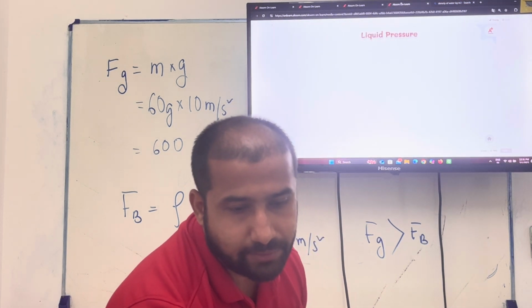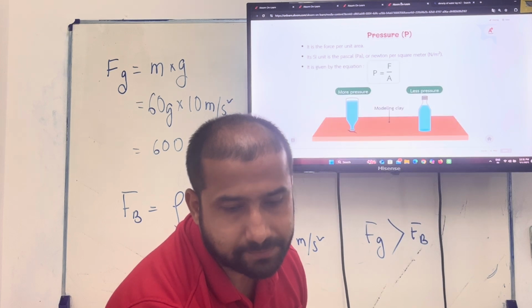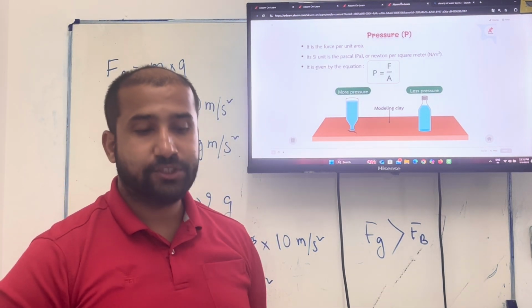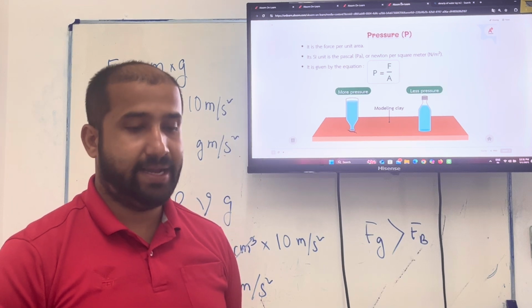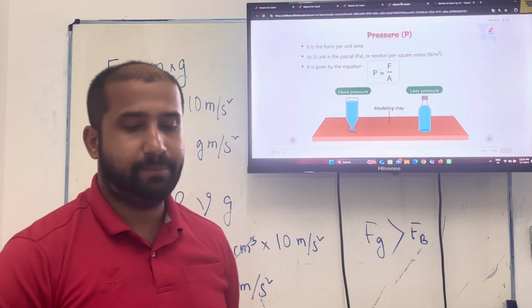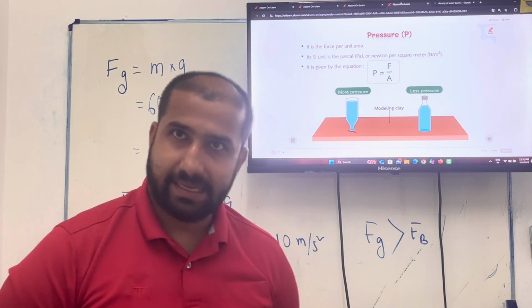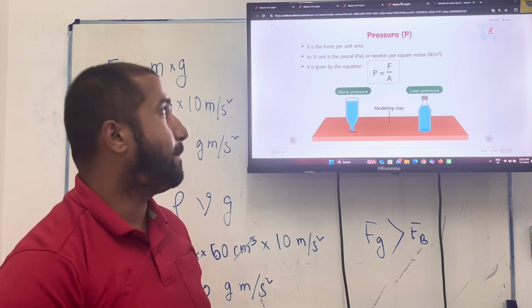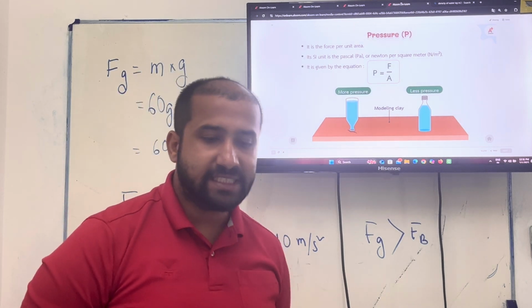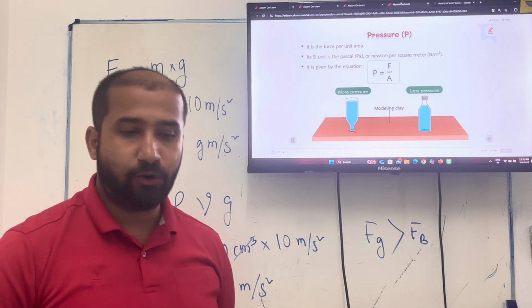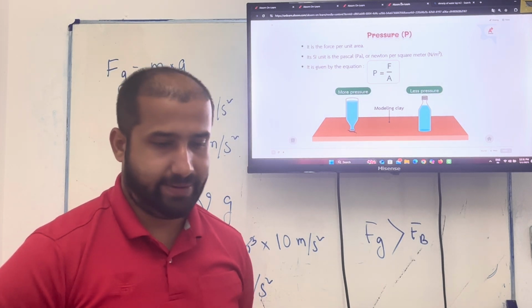So what did we learn today? We learned about pressure. So what is pressure? Force per unit area is pressure. The SI unit of pressure is Pascal, and it is also represented by Newton per meter square. The equation for pressure is P is equal to force per unit area.